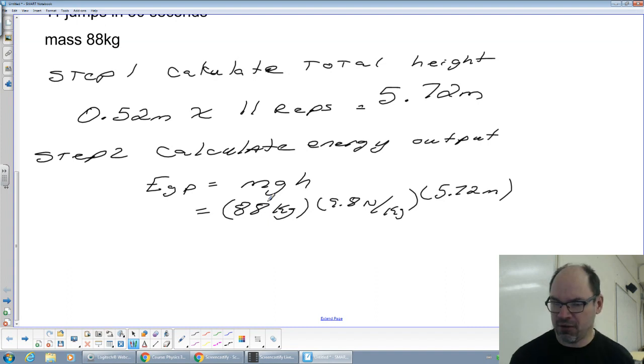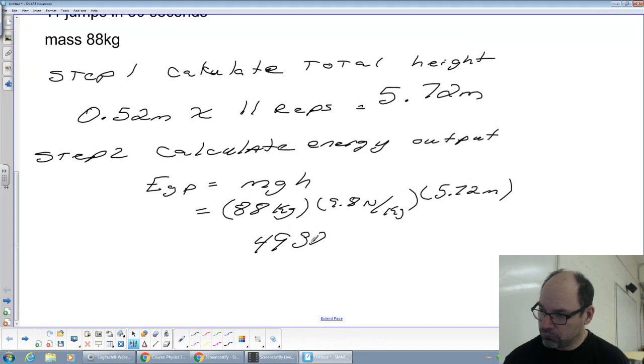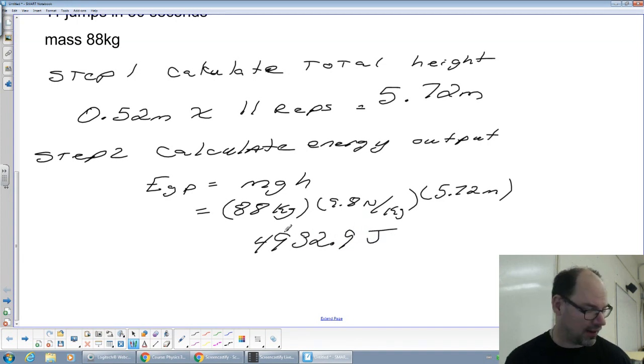So I take my calculator out and I calculate that. Okay, so multiply those three things together. 88 times 9.8 times 5.72. And I get 4,932.98 joules. I'm just going to go 4,932.9 joules. Okay, and that gives us our energy output.